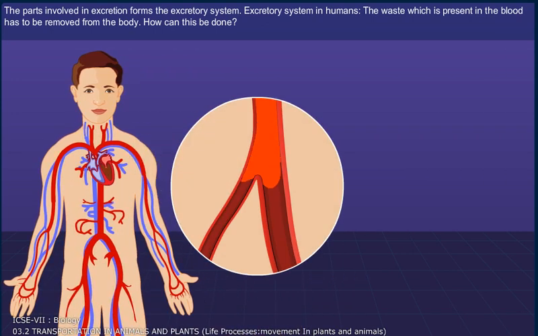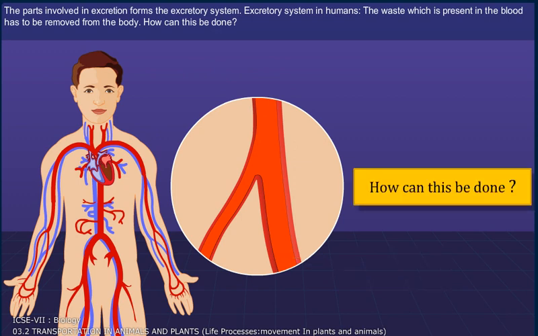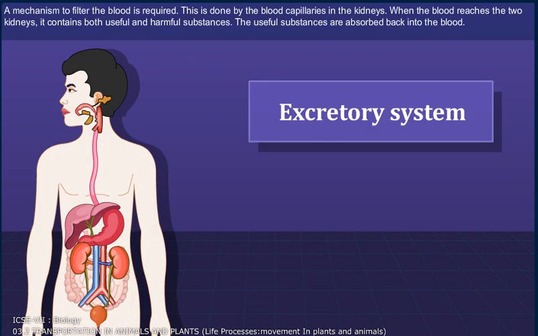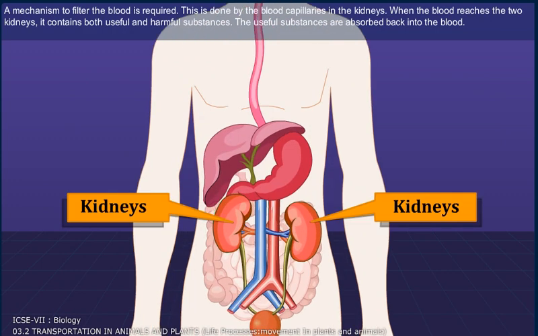Excretory system in humans. The waste which is present in the blood has to be removed from the body. How can this be done? A mechanism to filter the blood is required. This is done by the blood capillaries in the kidneys.